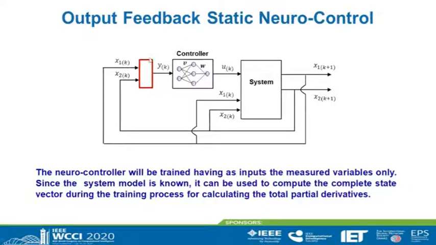The idea here is to train the neural controller using the same algorithm, dynamic backpropagation with incremental learning, but having as input to the controller only the measured variable y. Since the system model is known, this model can be used to compute the complete state variables along the training process for calculating the total partial derivatives. In this way, we can implement the training process using incremental learning and complete the training of the neural controller.